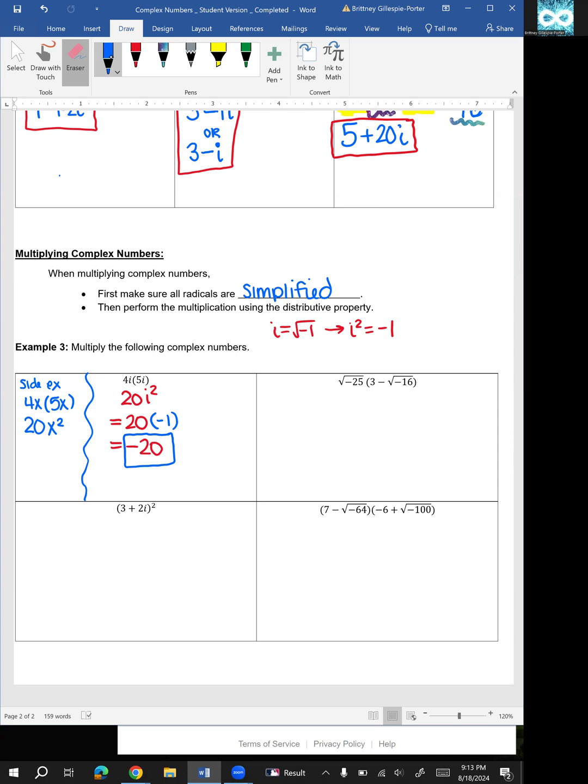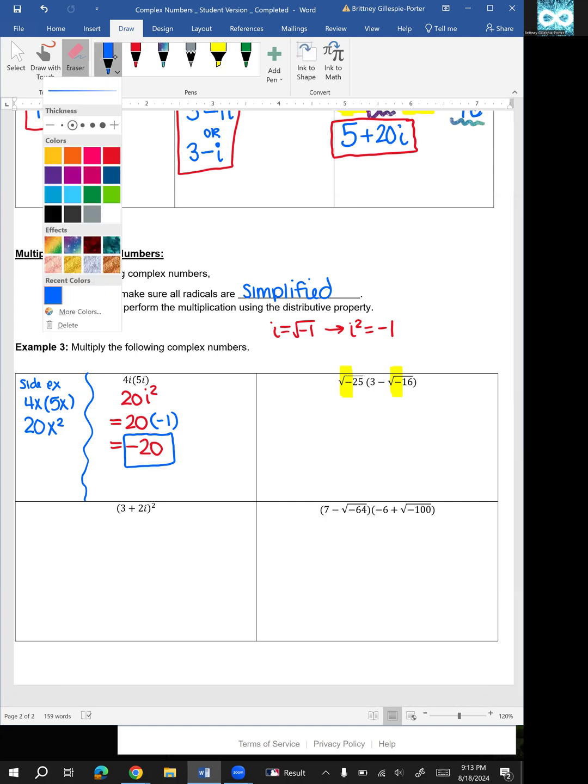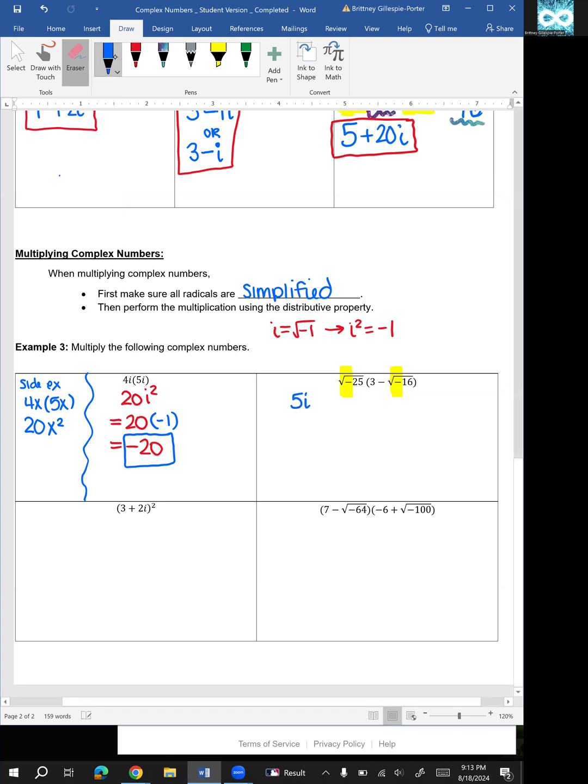Looking at our second example, going across, we have the square root of -25 times parentheses 3 minus the square root of -16. We need to make sure that our radicals are simplified first. And if you look at our radicals, they both have a negative underneath, which means that we're going to have an i included. And the square root of 25 is 5. So I'm going to rewrite the square root of -25 as 5i. There's no more radical because the square root of 25 is 5, not a decimal.